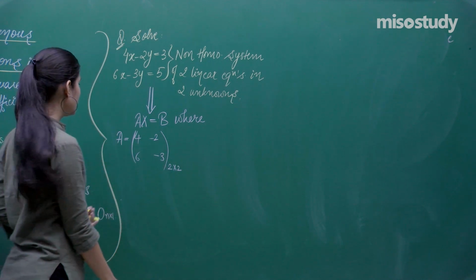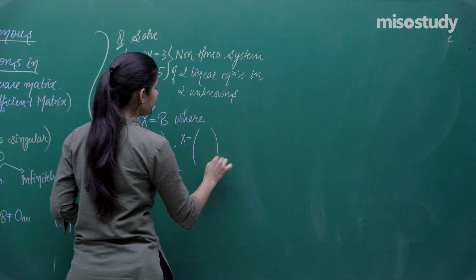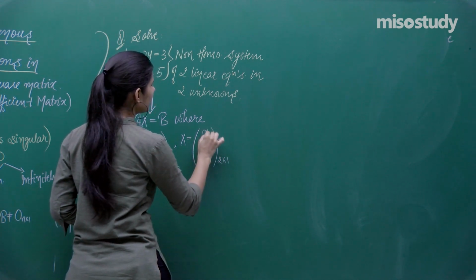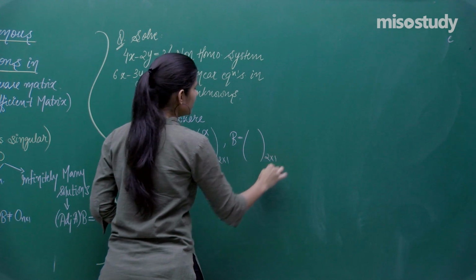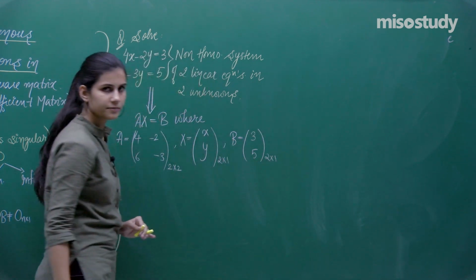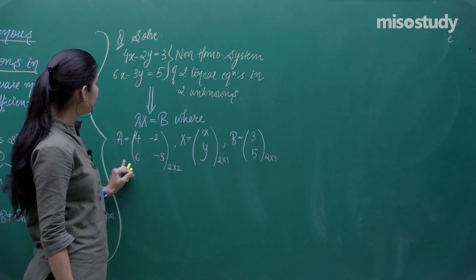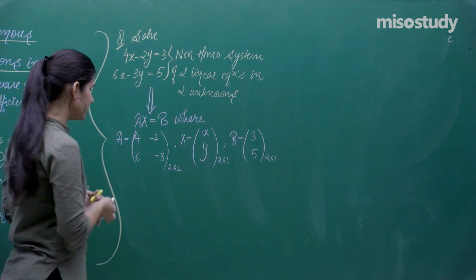Now the moment I have A, I know X will be a 2 cross 1 matrix made up with the unknowns, and B will again be a 2 cross 1 matrix made up with the right hand sides. So it is 3 and 5. You know that I can write this particular system as Ax equals B with this A, this X and this B that I have written on the board.